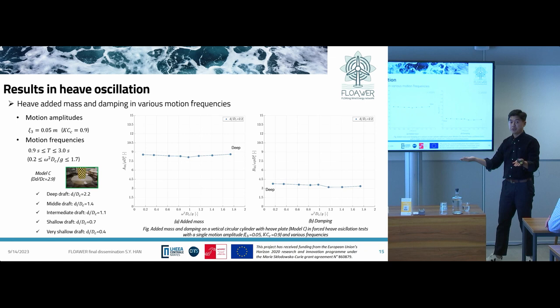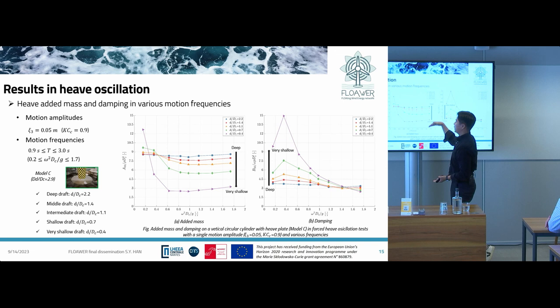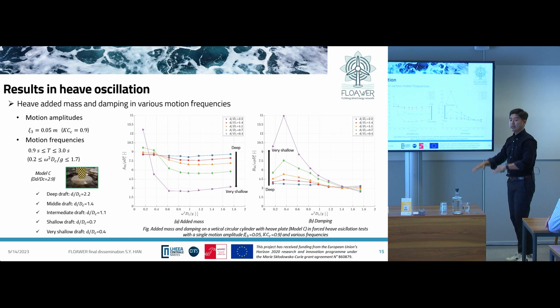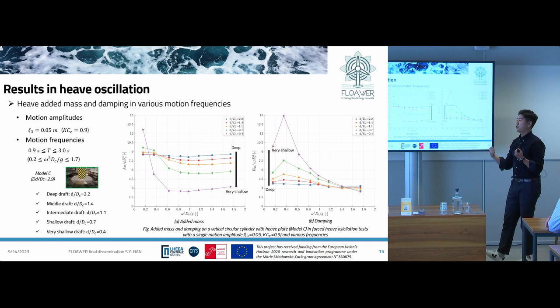But if we move on to the shallow draft, it also has a significant effect, which is very interesting. The added mass decreases with decreasing the draft, but the damping has been increased by decreasing the draft. And now the damping starts to be a function of frequency, especially at the shallow draft. The frequency is dominant for the damping. So we need to be aware of the frequency effects if we put the heave plate close to the free surface.